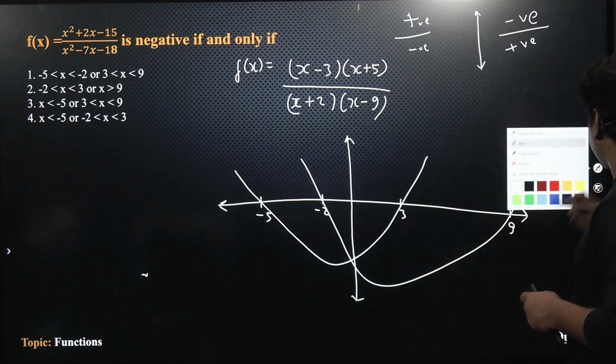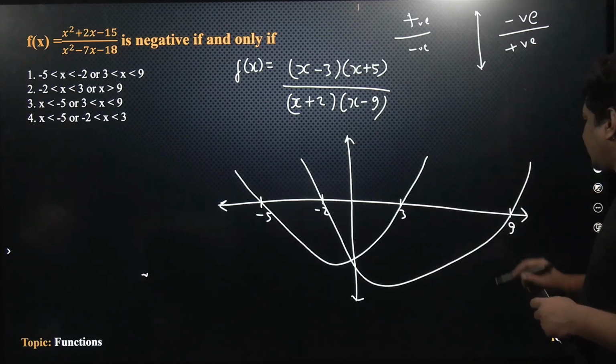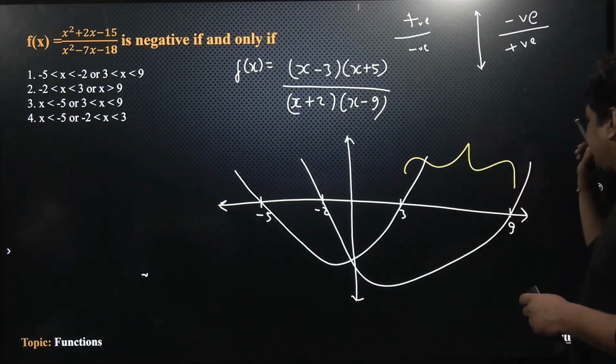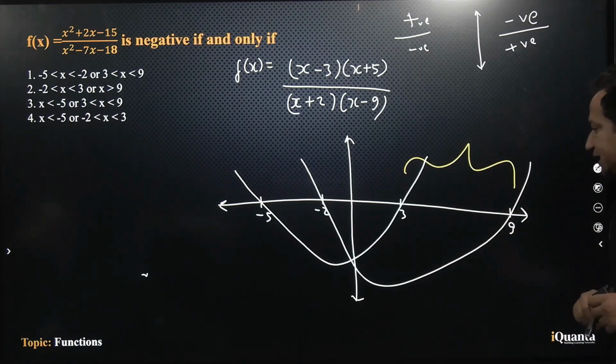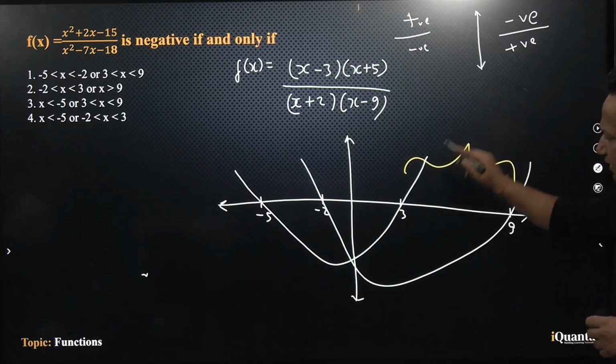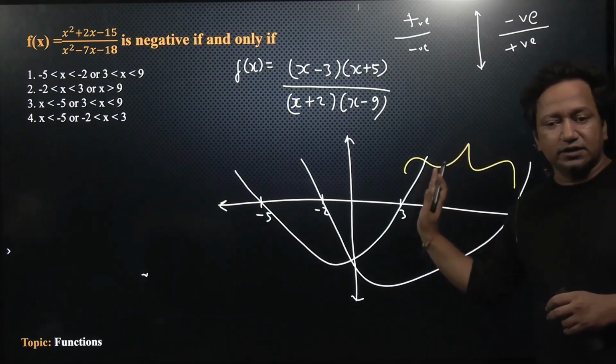The first interval over here is minus 3 to plus 9. Minus 3 to plus 9. So if you look at the first graph, it is positive. It is going beyond 3. It is in the upward direction. It is a positive y.